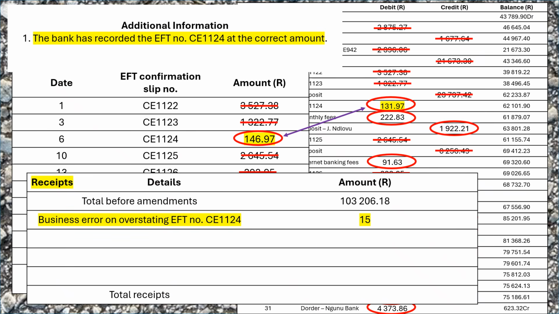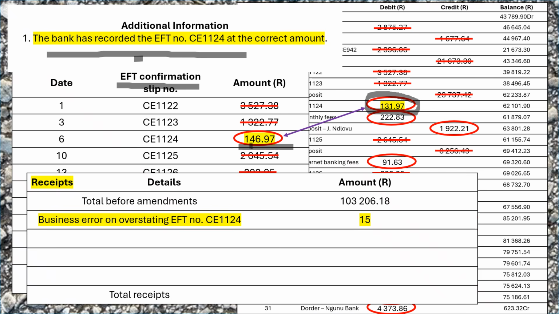Let's go. So number one, the bank has recorded the EFT number CE1124 at the correct amount. We went and put in our cash book payments an amount of 146.97. We should have put in our cash book payments 131.97 because the bank is correct.